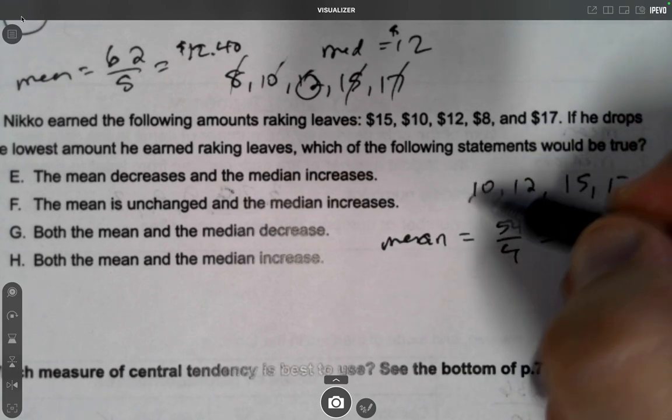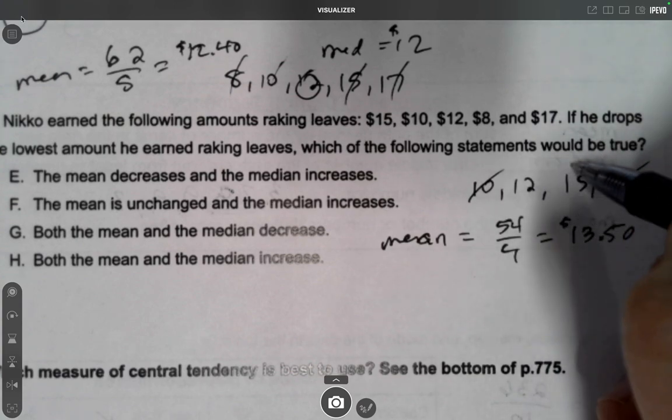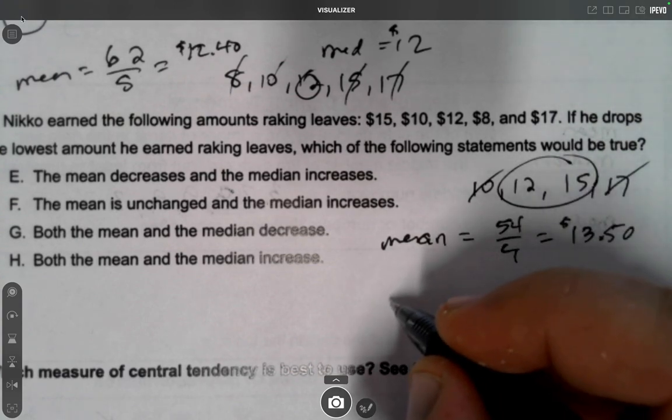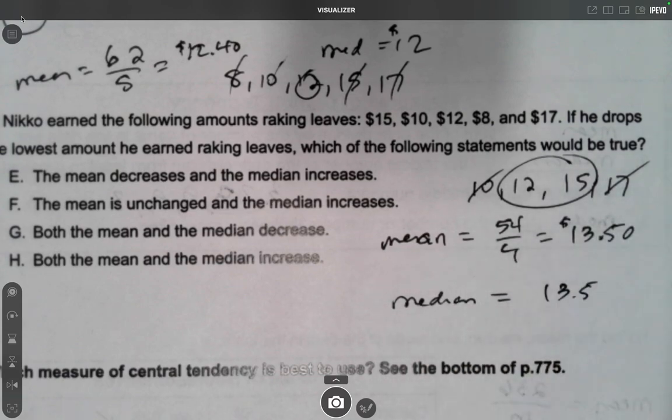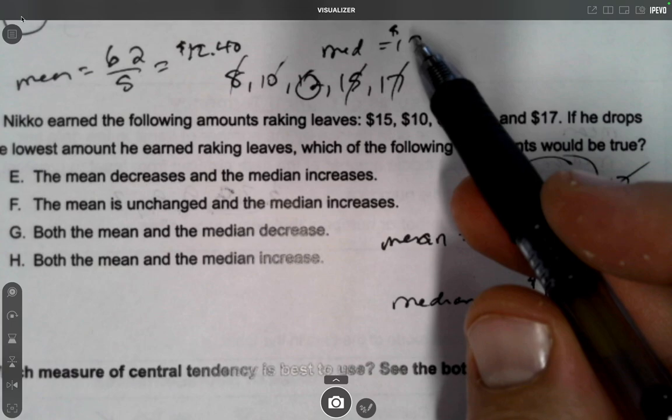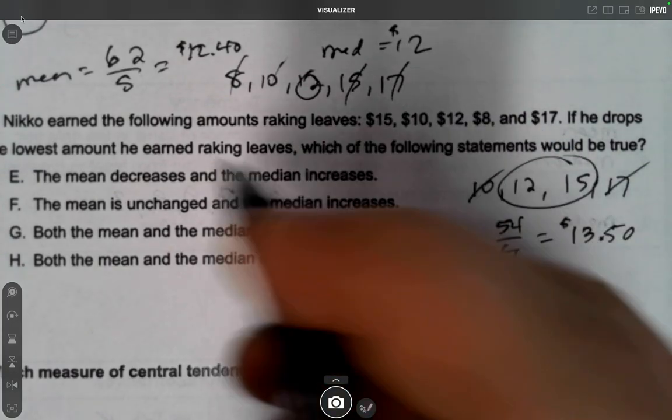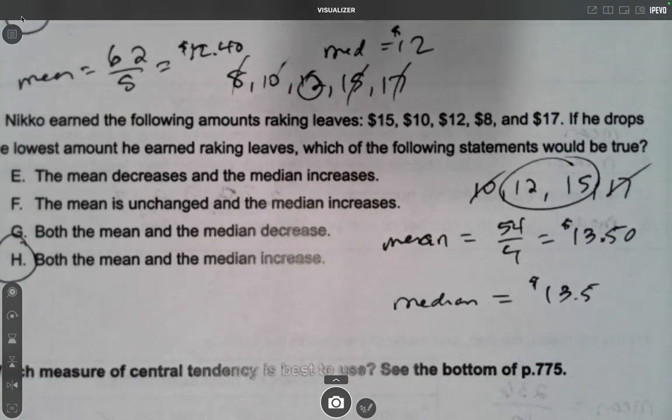Then the median, we'd cross these 2 off, take the average of 12 and 15, or the mean of 12 and 15. So the median is 13.5. So that's also increased because we were at $12 before. Now we increased to $13.50. So in this case, both the mean and the median increase. That will not always happen. It won't always be that both increase. You will really need to just check both in both scenarios and decide the answer.